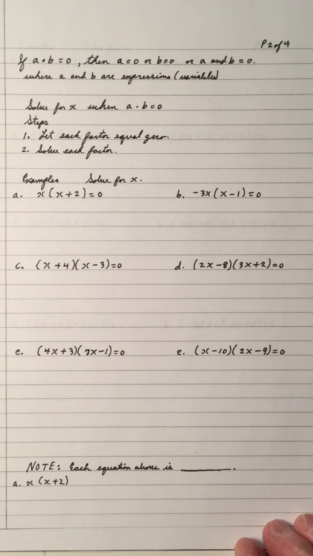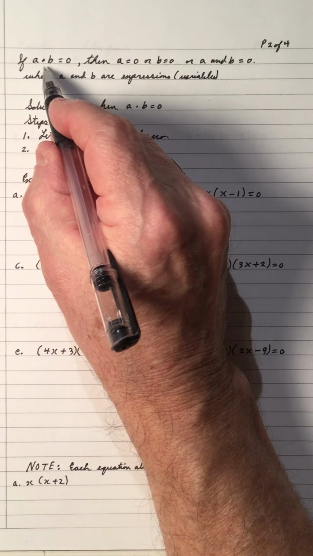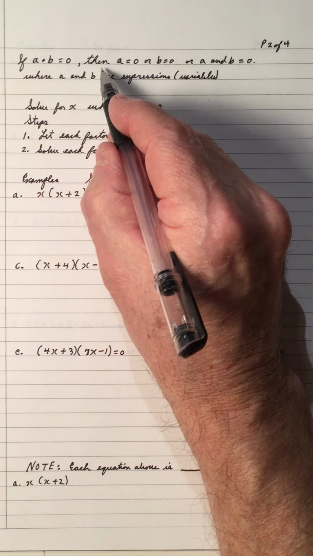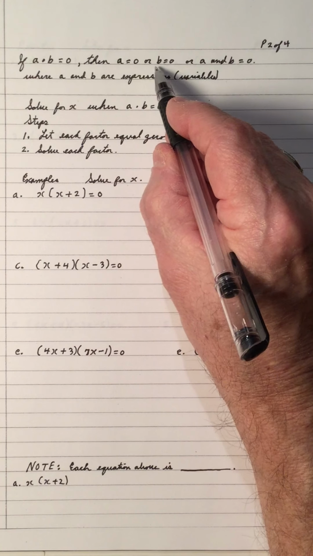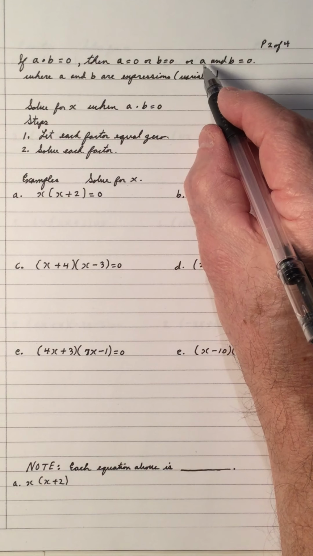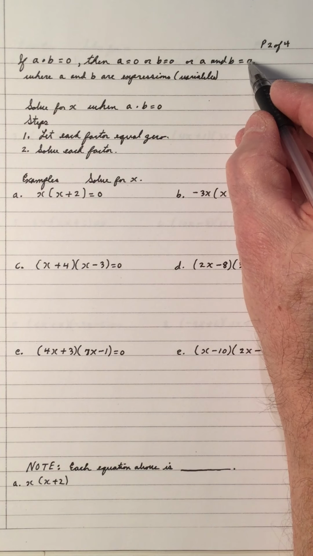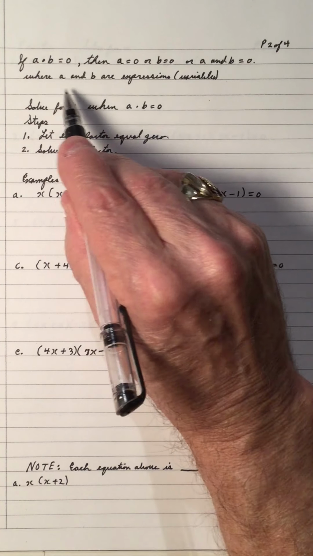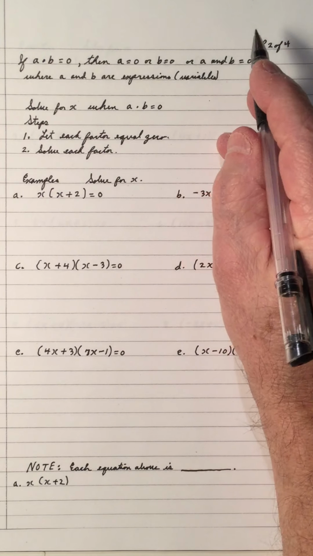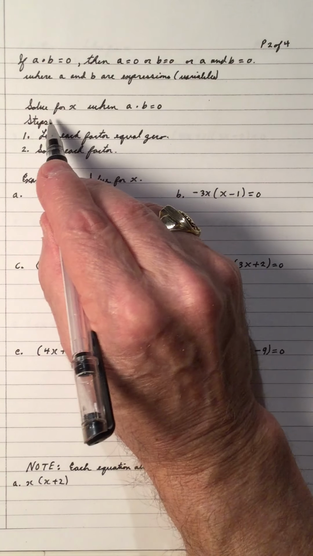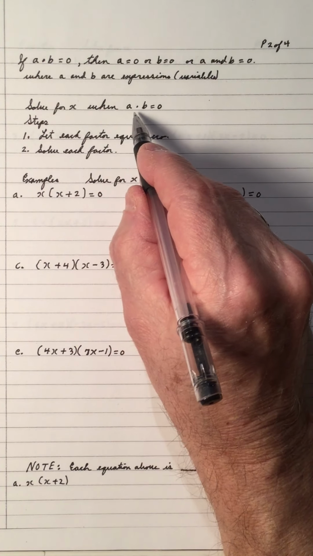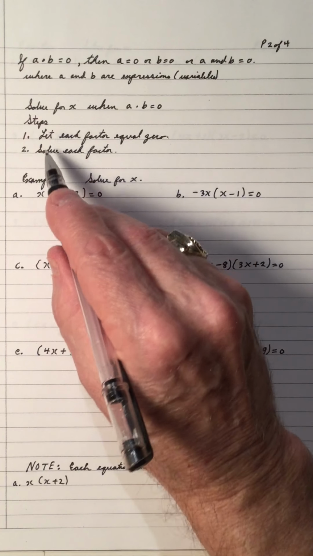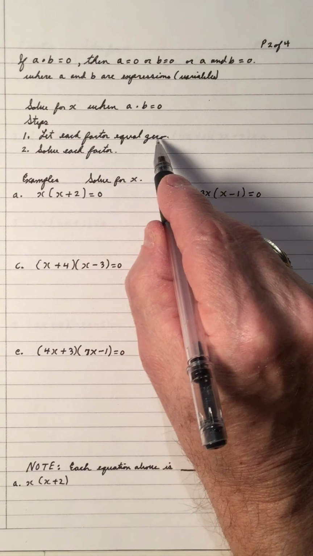0 times any number gives you 0. If A times B equals 0, then A equals 0, or B equals 0, or A and B can both be equal to 0, where A and B are expressions or variables. Let's explain. Solve for x when A times B equals 0. Steps: let each factor equal 0.